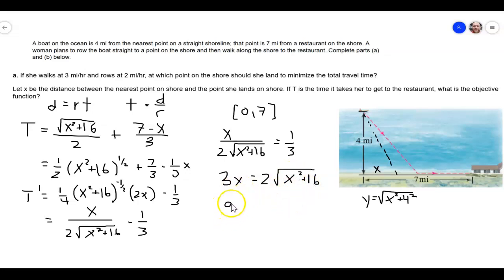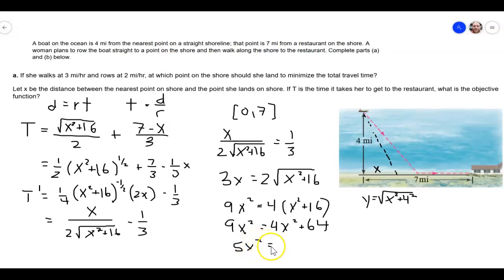Go ahead and square both sides, so I get 9 x squared is equal to 4 times x squared plus 16, like this. And distribute that, so 9 x squared equals 4x squared plus 64. So 5x squared is equal to 64. Almost done, almost done. I'm going to get x squared is equal to 64 over 5. And finally, x is equal to plus or minus 8 over the square root of 5, right?